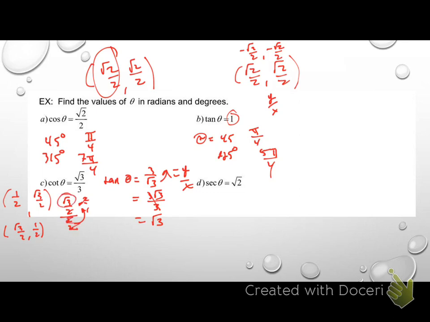It's when we have coordinates like this. And I want it to be positive. So in order for it to be positive, that means we got 1/2 and then radical 3 over 2, or negative 1/2 and negative radical 3 over 2.